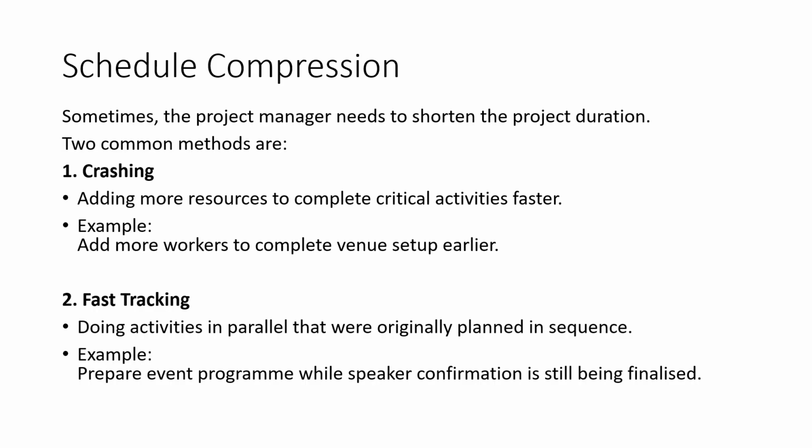Fast tracking means doing activities in parallel that were originally planned in sequence. For example, the team may prepare the event program while speaker confirmation is still being finalized. This can save time, but it increases the risk of rework. Both methods can reduce project duration, but they must be used carefully.